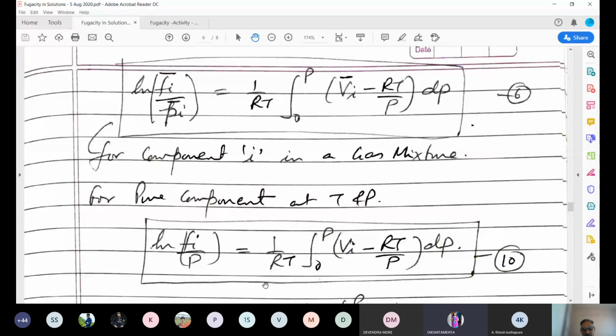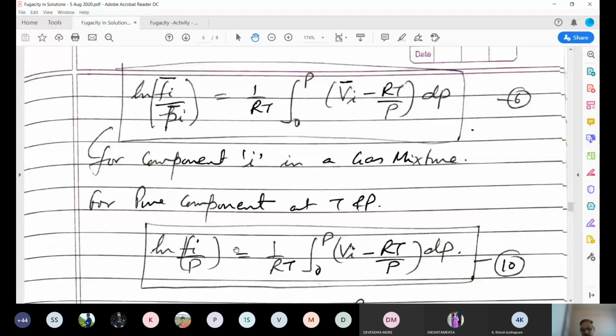Then what is Fi? Component I's fugacity, right? Fi is the fugacity of component I, pure component I. When you say pure component, there is no partial pressure concept in pure component. Is there? Does partial pressure exist? No. Even if I write it, obviously by analogy, if you want to say Fi bar by Pi bar, so I should write Fi by Pi. Okay, I write Pi. What is Pi for pure component? P.